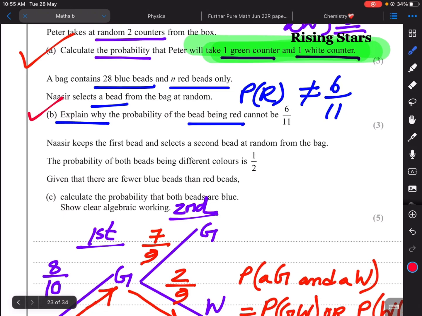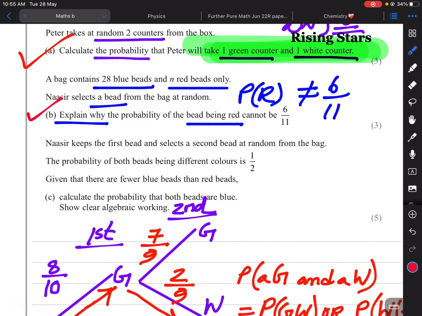Okay, then it says Nasir keeps the first bit and selects the second bit at random from the bag.